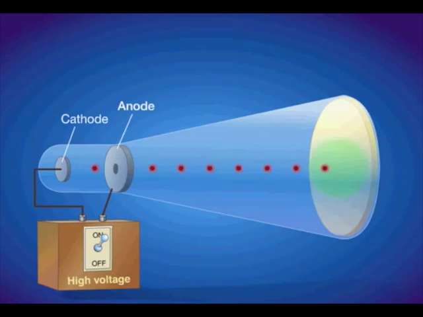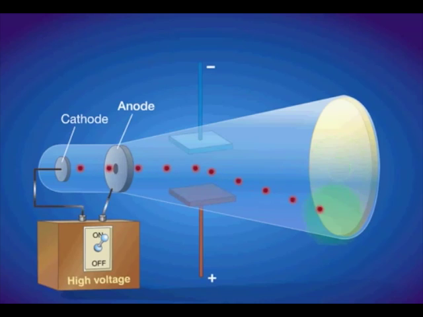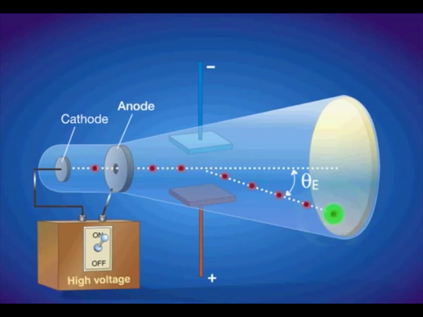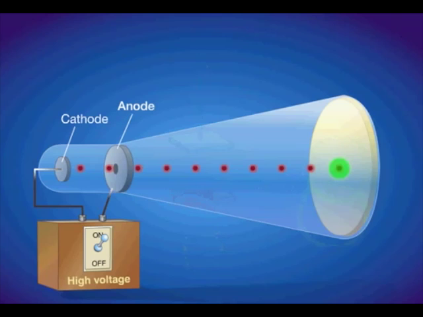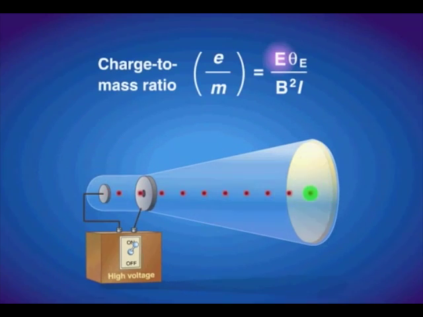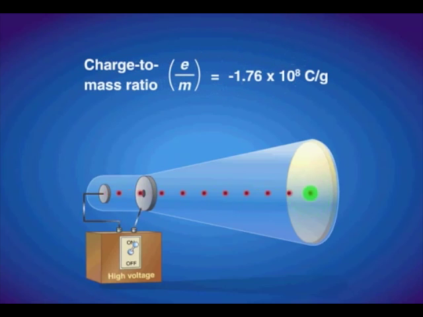In 1897, J.J. Thompson, an English physicist, determined the charge-to-mass ratio of an electron. He adjusted the electric field so that the electrostatic deflection, theta E, was the same as the magnetic deflection, theta B, and was able to calculate the charge-to-mass ratio of an electron using the following equation. Where E is the applied electric field, theta is the angle of deflection, B is the applied magnetic field, and L is the distance traveled by the cathode rays. Thompson determined the charge to mass ratio of an electron to be negative 1.76 times 10 to the 8th coulombs per gram.